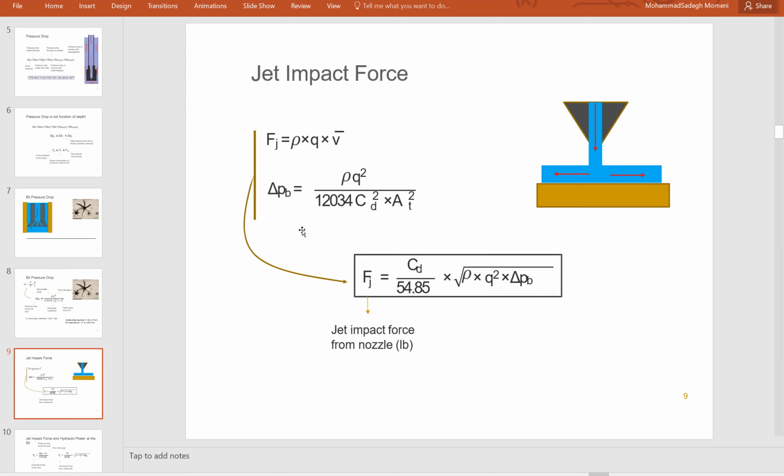Another parameter that we need to find is the jet impact force. The equation for the jet impact force is given here, which has a CD, rho, Q, and then delta PB, which we explained about all of these parameters before.